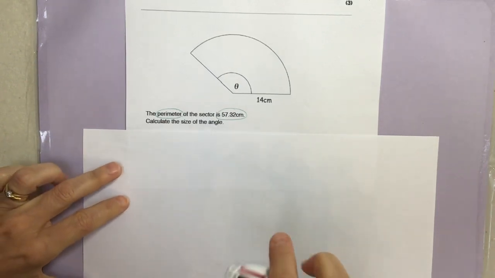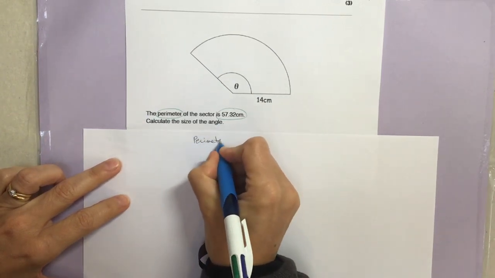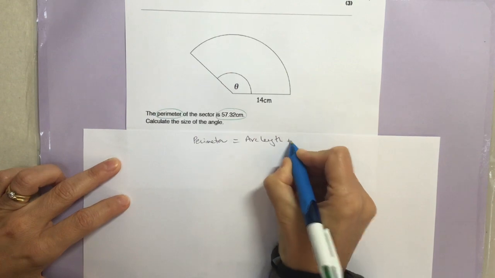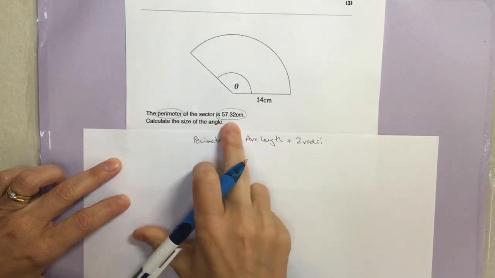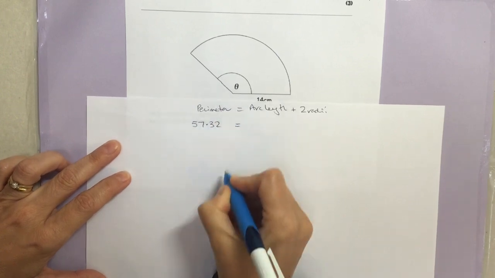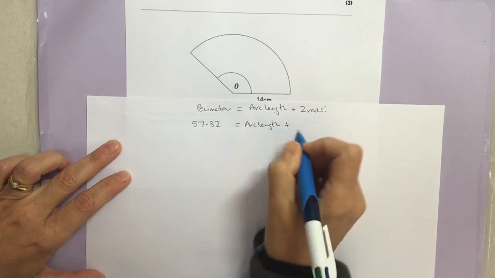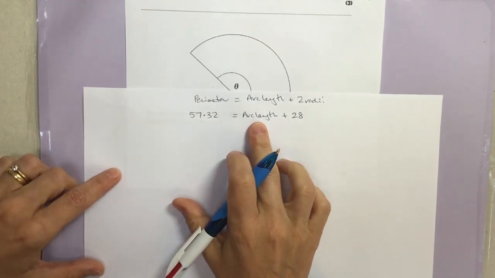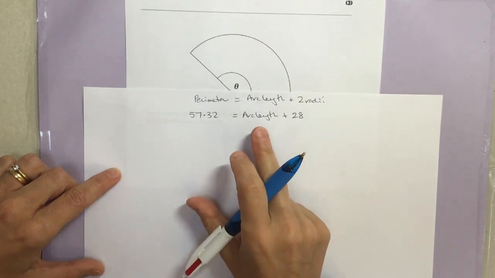Okay, so let's write down our formula and let's put in the values that we know. So perimeter is going to be equal to our arc length, this distance, plus our 2 radii, these 2 14s. Okay, and I'm told this time the perimeter, so I'm going to substitute that in for this side. So 57.32 is equal to my arc length plus my 2 lots of my radius, so plus 28. Okay, so that's my formula. The arc length is the thing that I don't know, but I have got a formula for that. So I'm just going to do a little bit of working out for this.